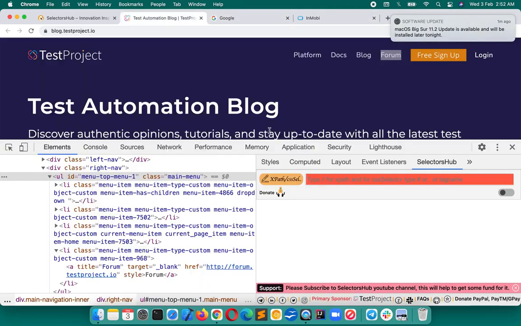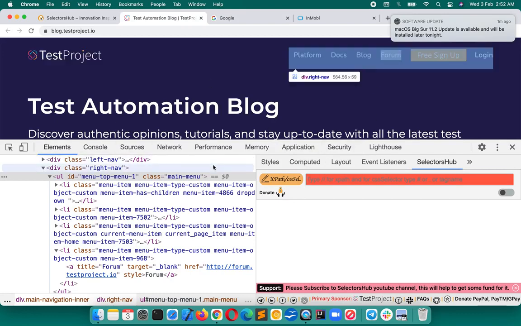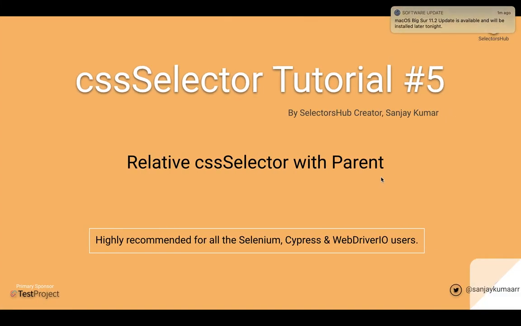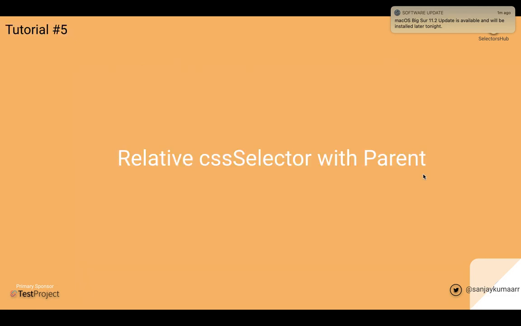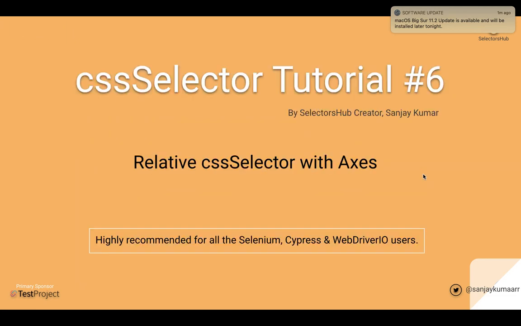So we have seen the example of writing a CSS selector with respect to a parent. In the next lecture we will see how we can write different axes like adjacent, child, immediate child, etc. That we will see in the next lecture.